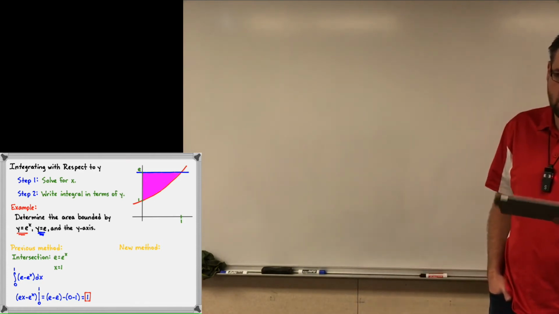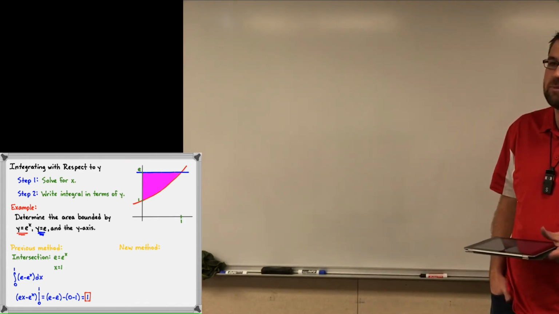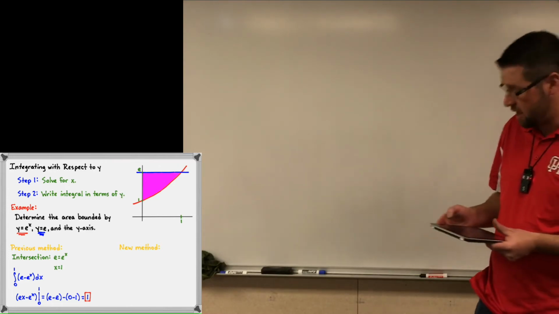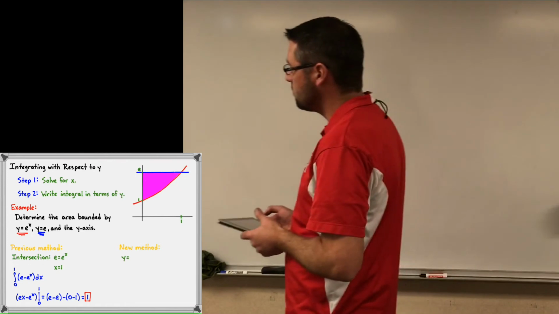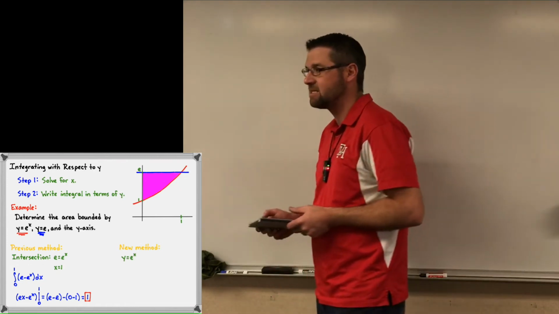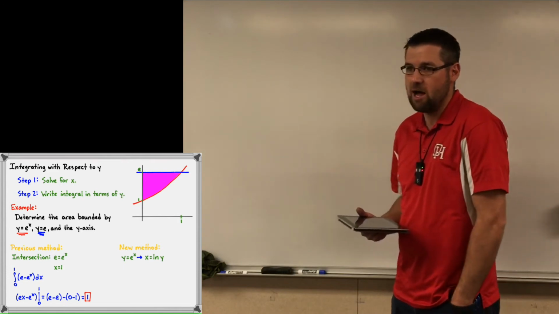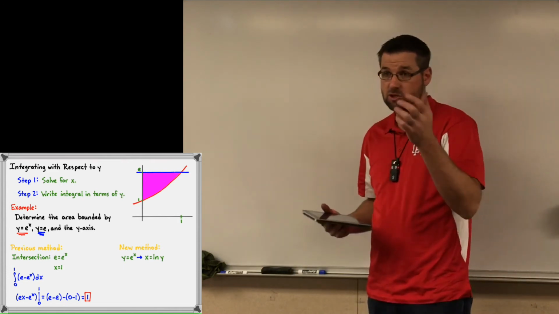Okay, new method. What's the first thing we do? Get x by itself. Solve for x. So how are we going to get y equals e to the x to say x equals something? X equals natural log of y, right? Now everything's in terms of x.